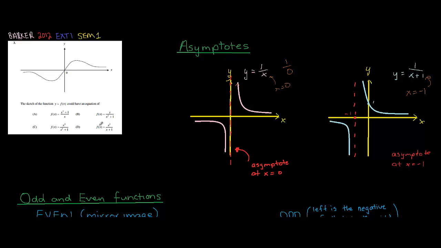So now we're going to think about how these asymptotic ideas we've just had relate to this question. You can see there's no vertical asymptotes on this graph. I mean, there is obviously one horizontally, but vertically there's none. So we can rule out a few things.